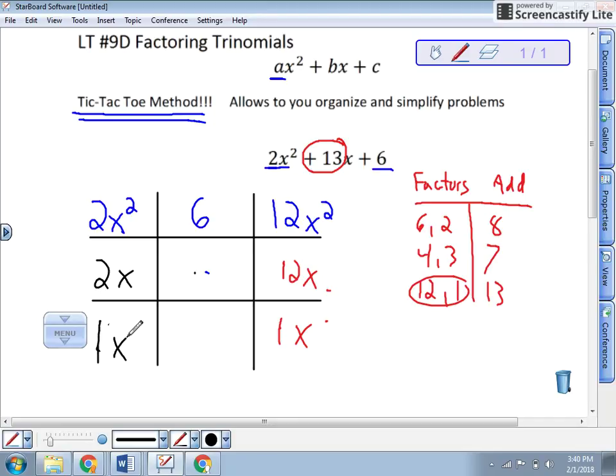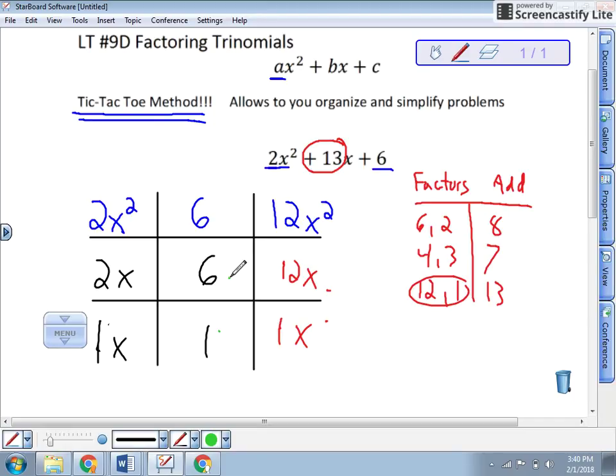Now you just have to fill in the rest of the chart. 2x times what is 12x? Well, 2x times 6 is 12x. And then 1x times what is 1x? Well, 1x times 1 is 1x. And then you notice when I check vertically, 1 times 6 is 6. So the tic-tac-toe board is complete. Now that I've done that, you might be asking, well, what's my answer?